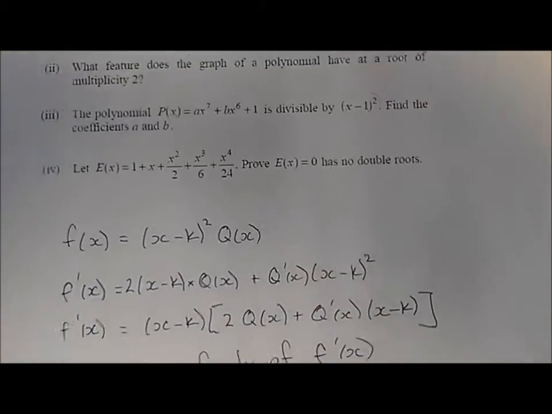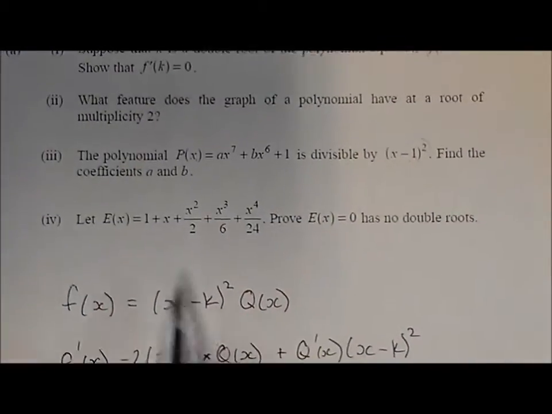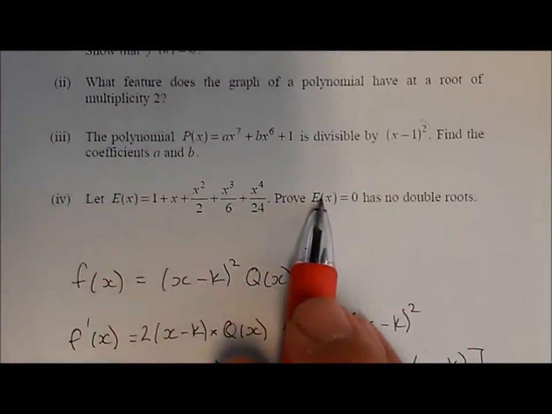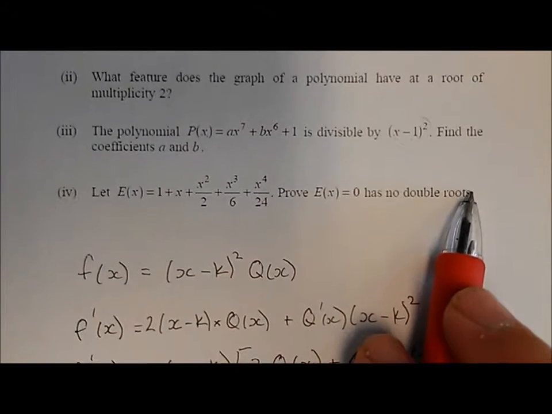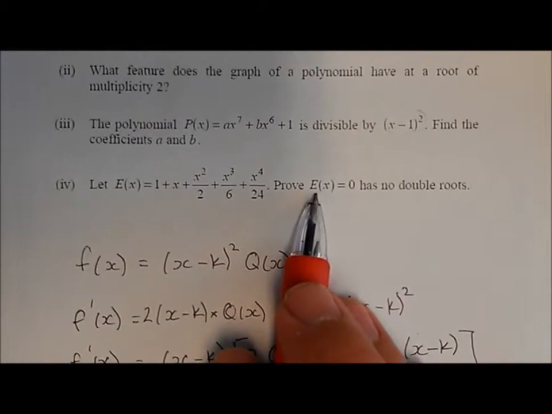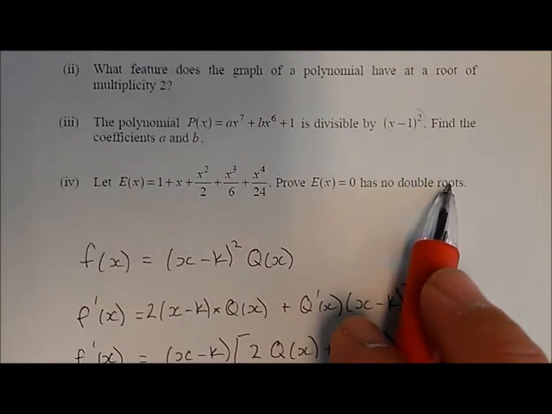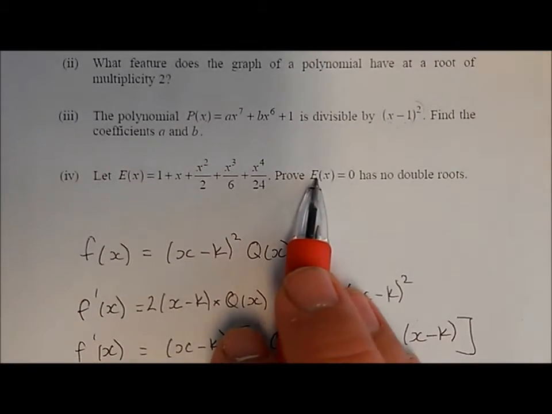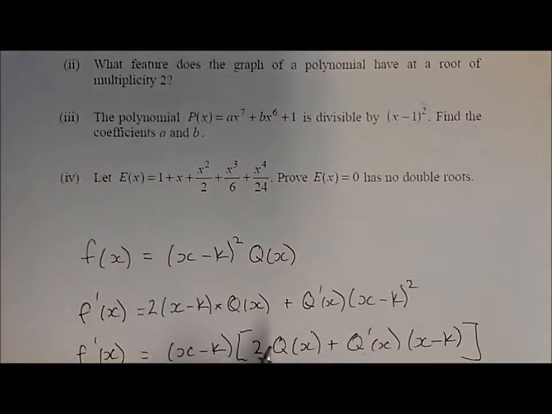The last one. Let e of x equal this. Prove it's got no double roots. That's an interesting one. I've got to prove somehow that it has no double roots. So I've got to prove the derivative can't have the same root as the original function.